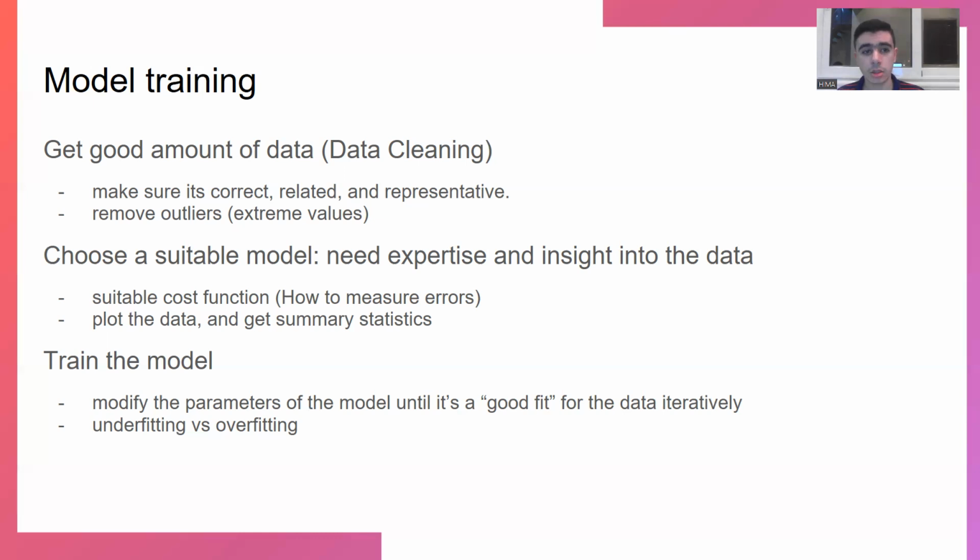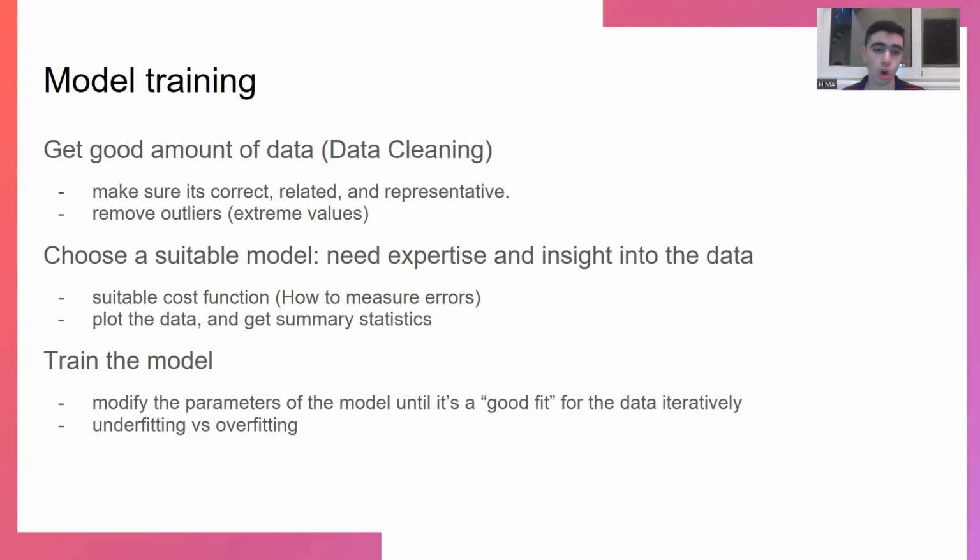Now, let's train the model. During the training, the parameters of the model get changed until it's a good fit. So, what does this mean? In the selling snow cones example, our model was just a plain old linear equation with parameters like the slope and the intercept. These two parameters will be modified by our training algorithm until we get a good fit for the data.